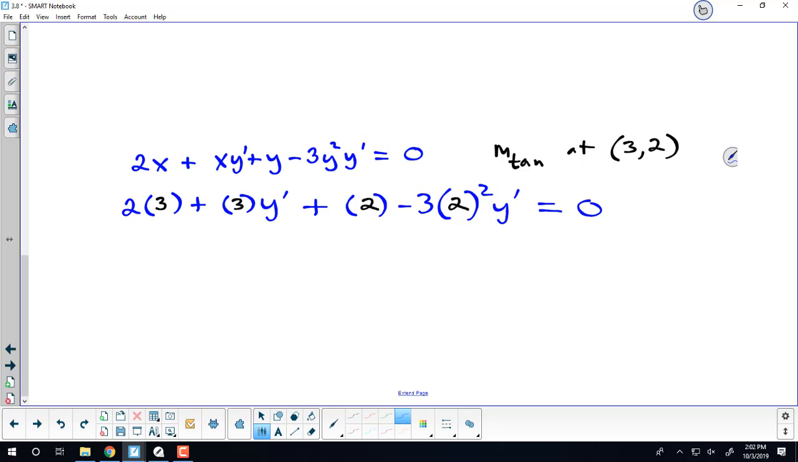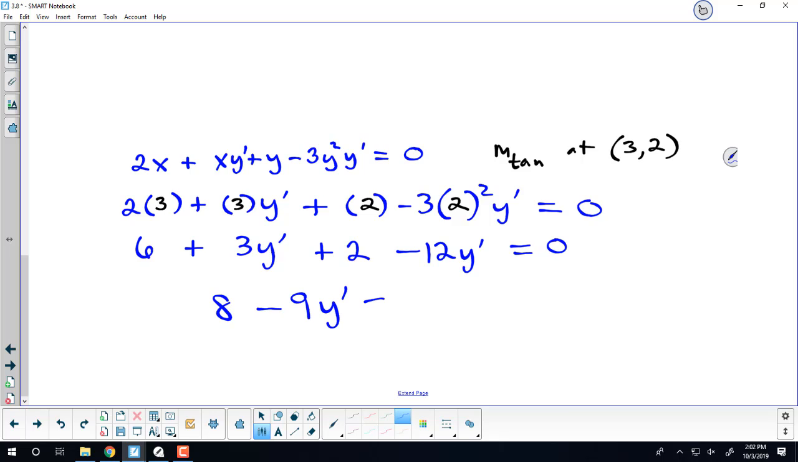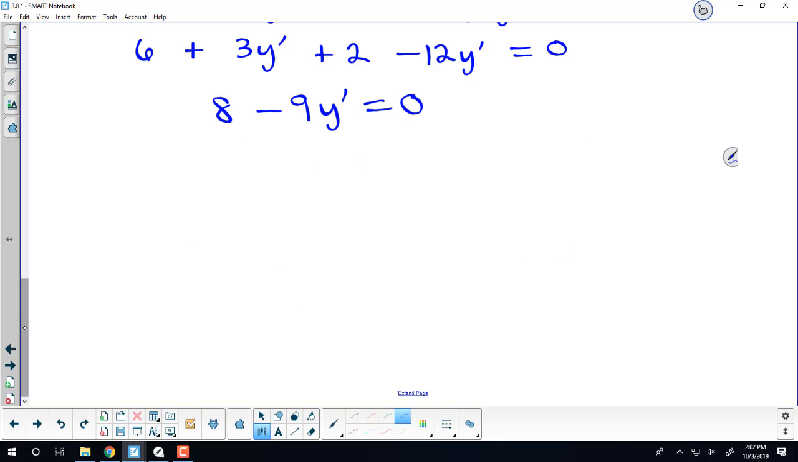So now you just have numbers to deal with, right? We have 6 plus 3y prime plus 2 minus 12y prime equals 0. And so we can just collect our terms here. 6 and 2 give us 8. 3 and negative 12 give us negative 9y prime equals 0. And so from here we can see that y prime is negative 8 over negative 9.